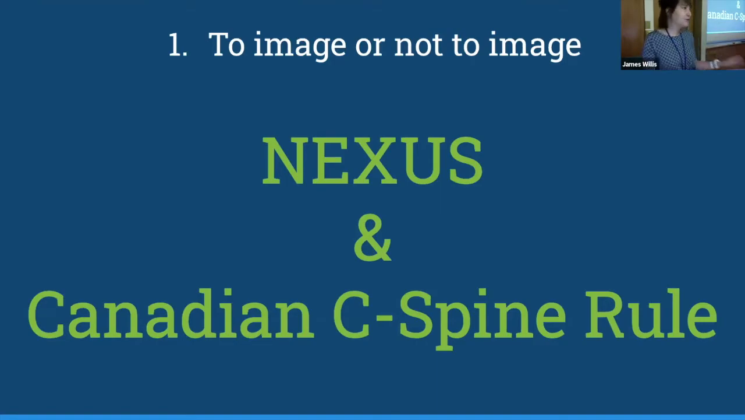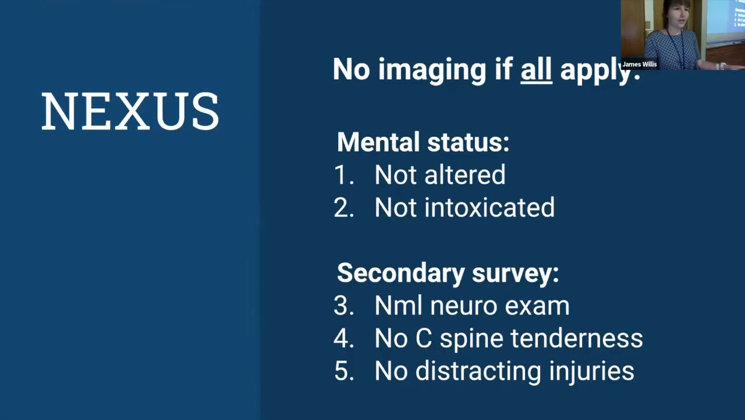Before we talk about each one, I just wanted to go into who these rules apply to and who they don't. They only apply to adults between 18 and 60. With the Canadian C-spine rule, you can go a little older. They don't apply to direct blows to the neck, like if someone were hit in the neck with a baseball bat or something. And they also don't apply to penetrating neck traumas, so we can't use these rules there. Okay, so let's talk about each one.